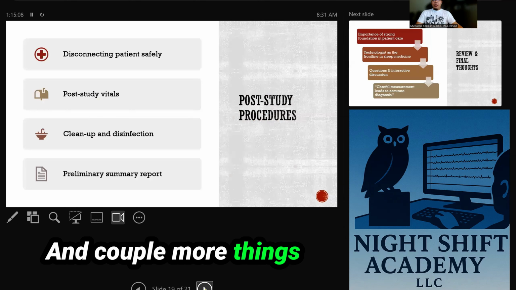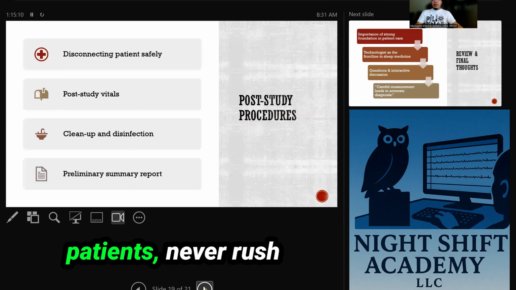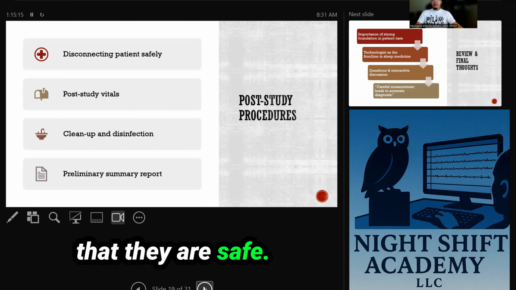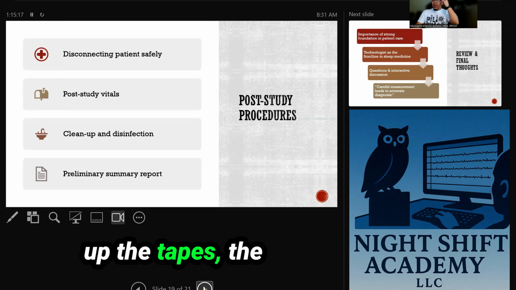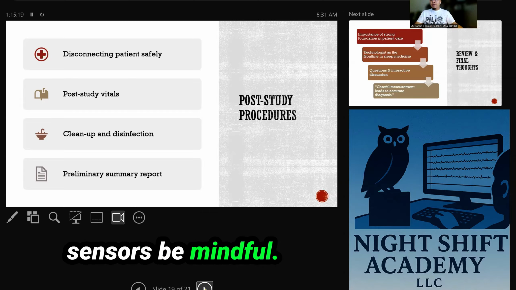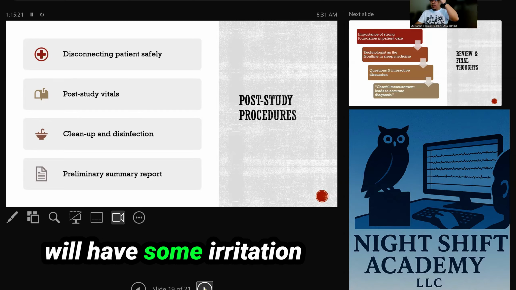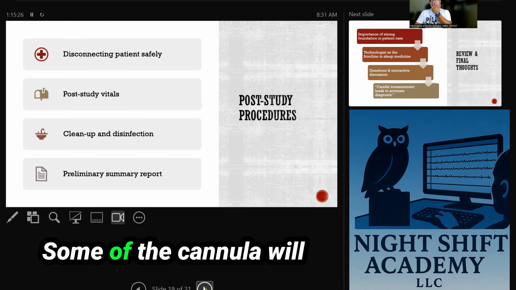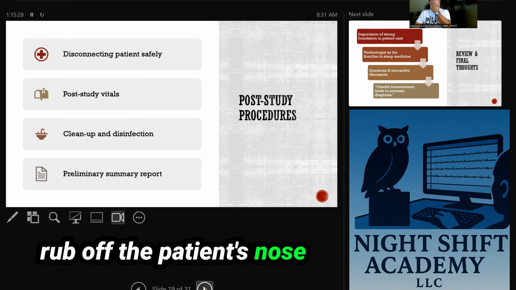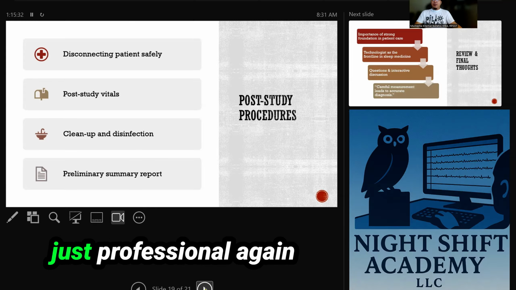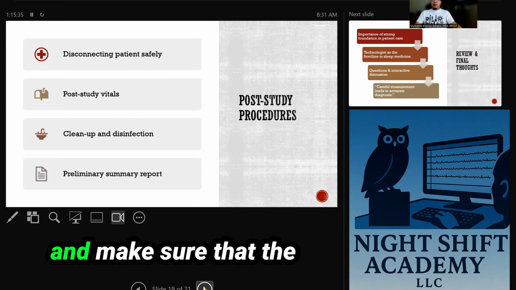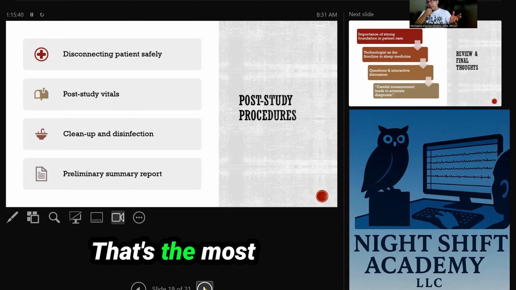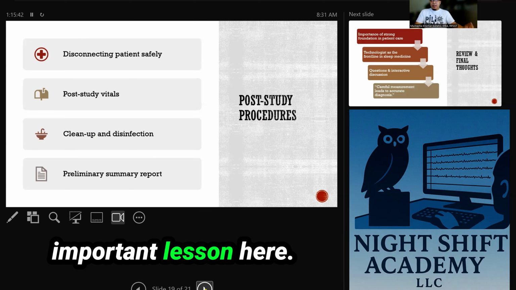And a couple more things. When we disconnect patients, never rush disconnecting the patients. You have to make sure that they are safe. And when you take off the tapes and the sensors, be mindful. Sometimes these patients will have some irritation because they've had the tapes and sensors on all night long. Some of the cannula will rub on the patient's nose all night. You have to be professional again and make sure that the patient is comfortable and safe in your care. That's the most important lesson here.